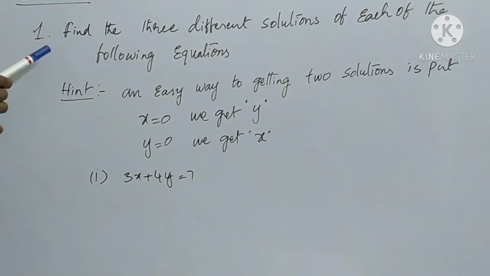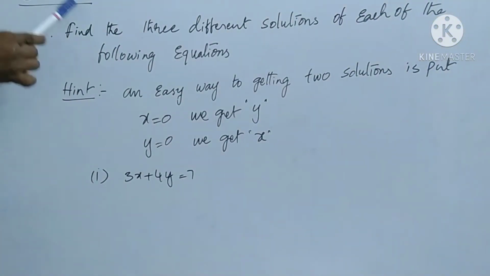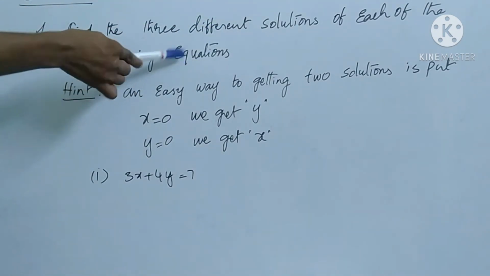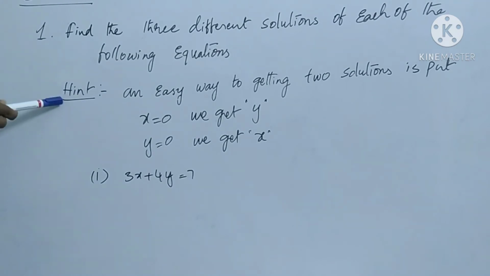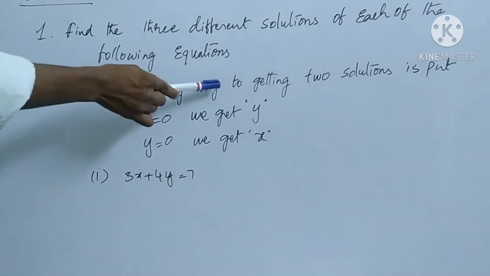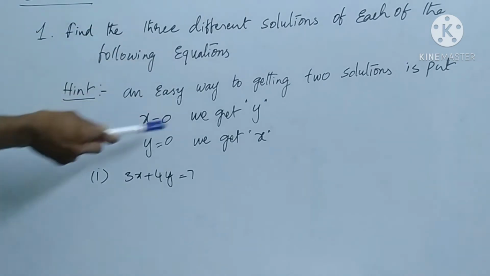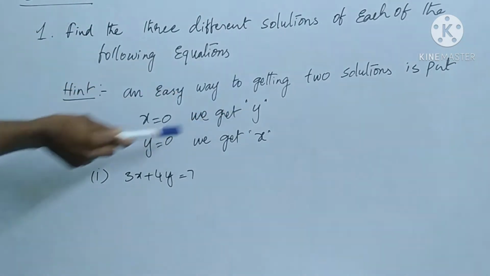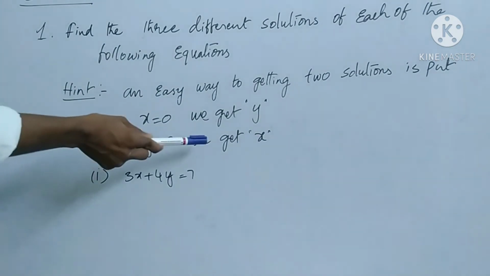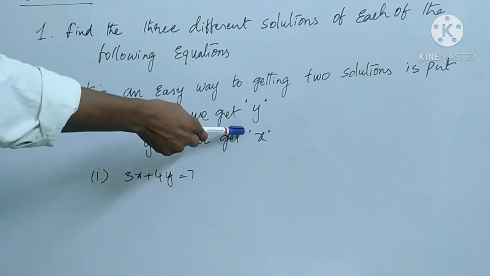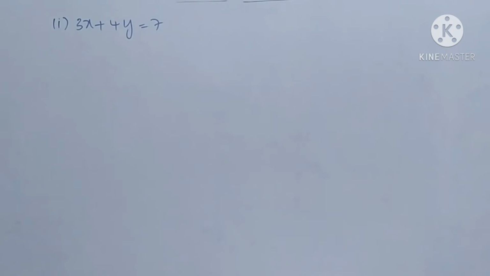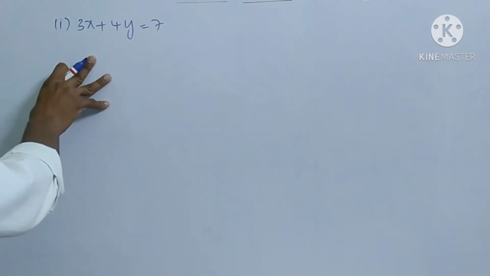This is the first Roman numeral from exercise 6.2. Find three different solutions of each of the following equations. So here is one hint. An easy way to get two solutions is to put x is equal to 0, we get y. Next, put y is equal to 0, we get x. So this is our first question from Roman number 1 in exercise 6.2.